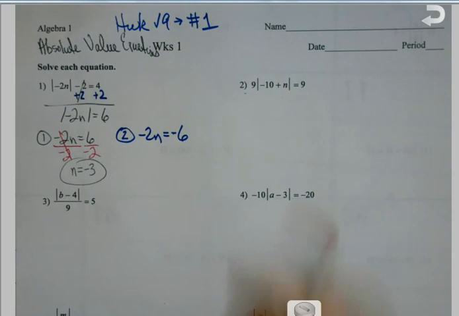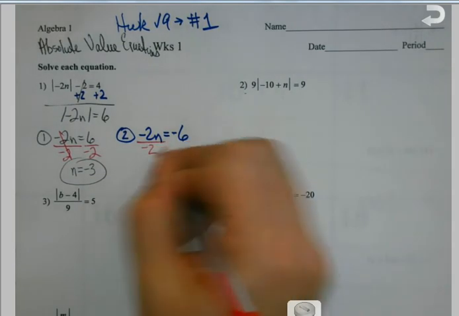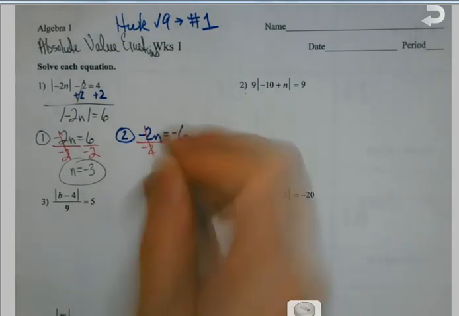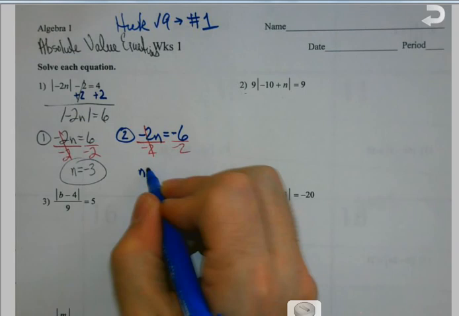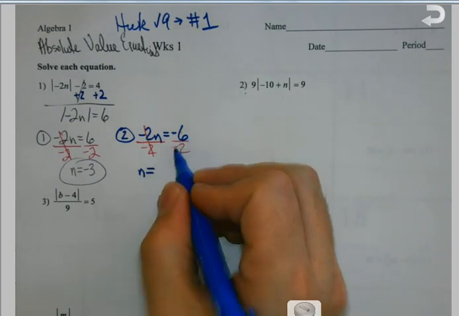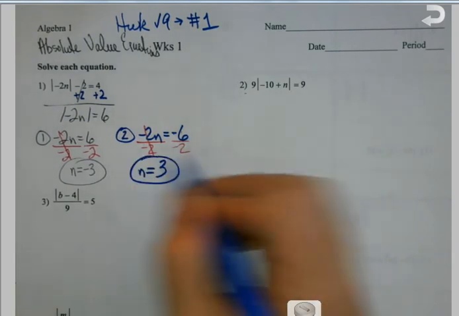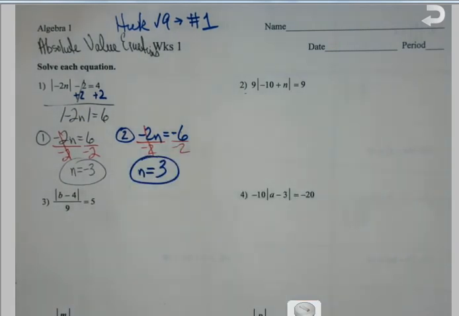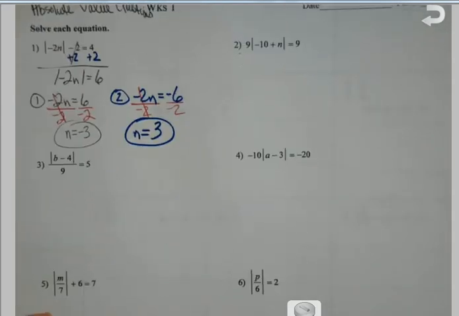And over here, it's the same thing. That's the nice thing. If you get the setup right on the first one, the second one's easy because you're doing the same idea. Negative divided by negative is positive. And I can get my value that way.